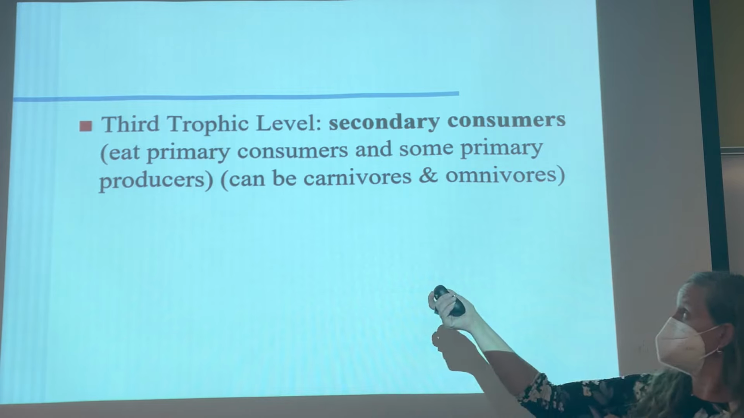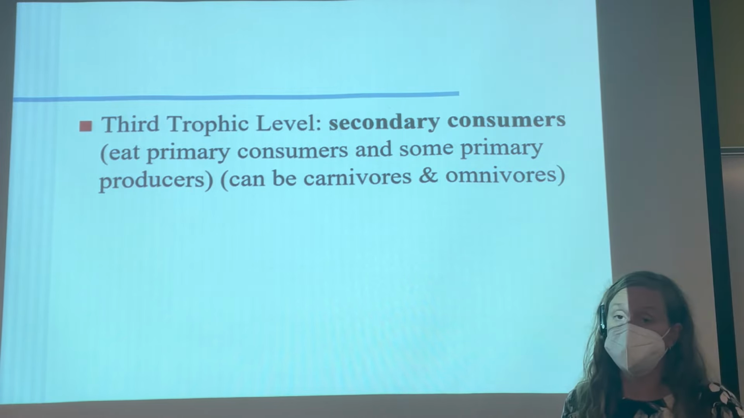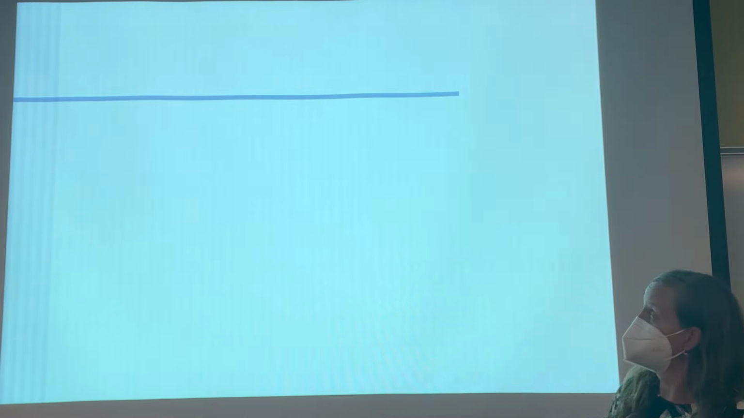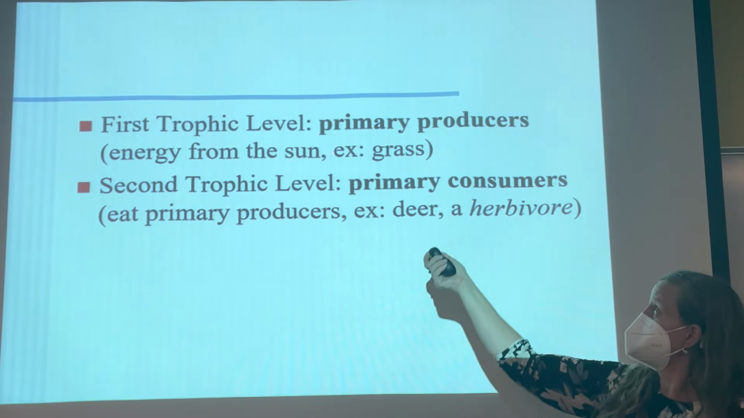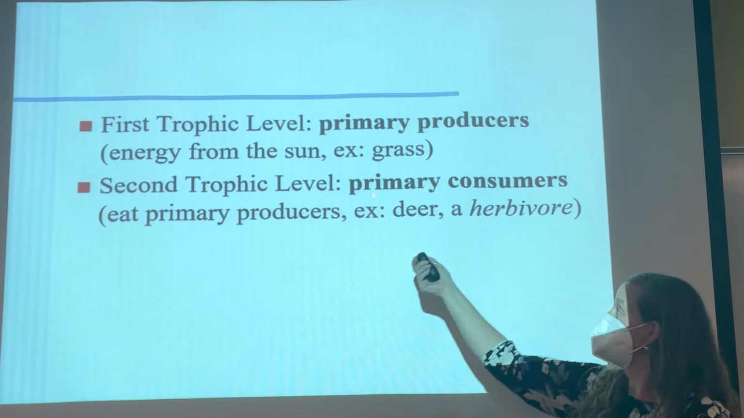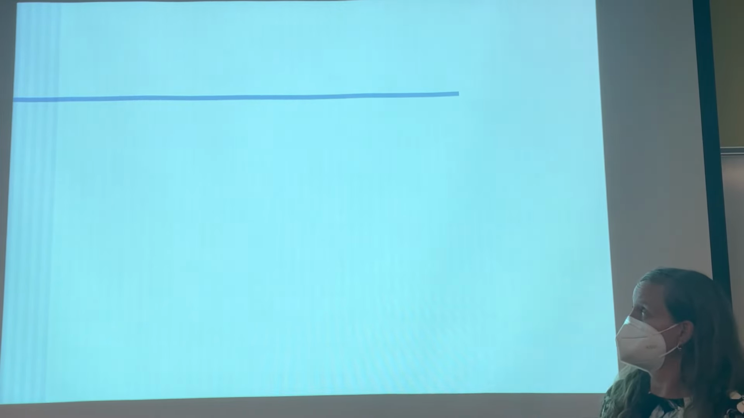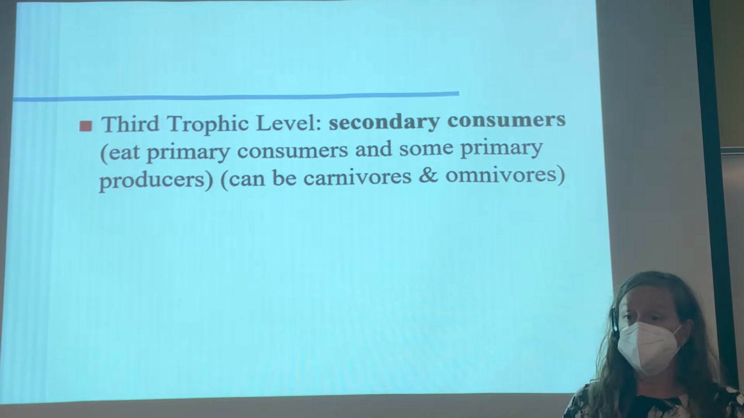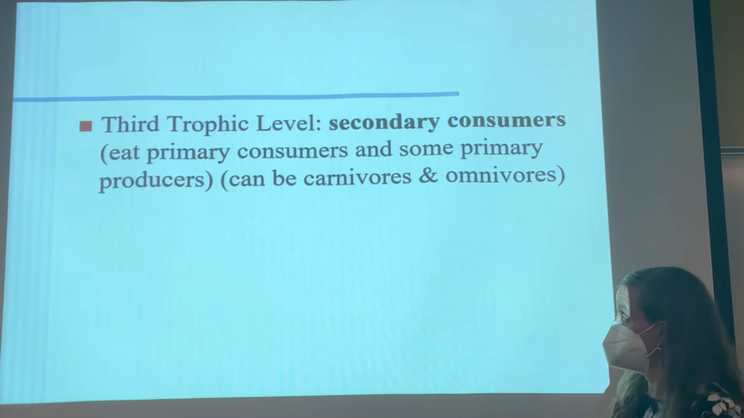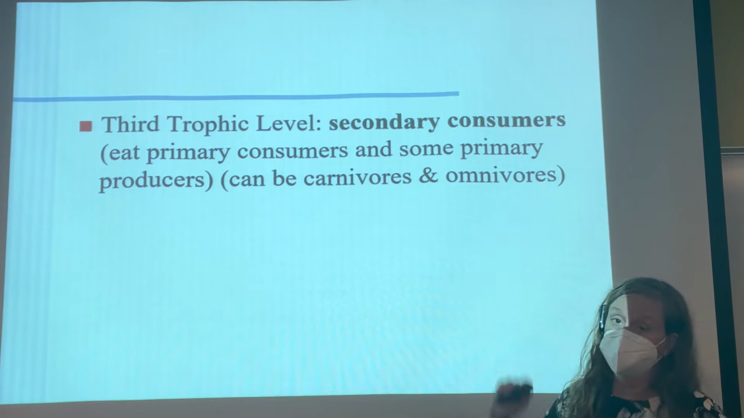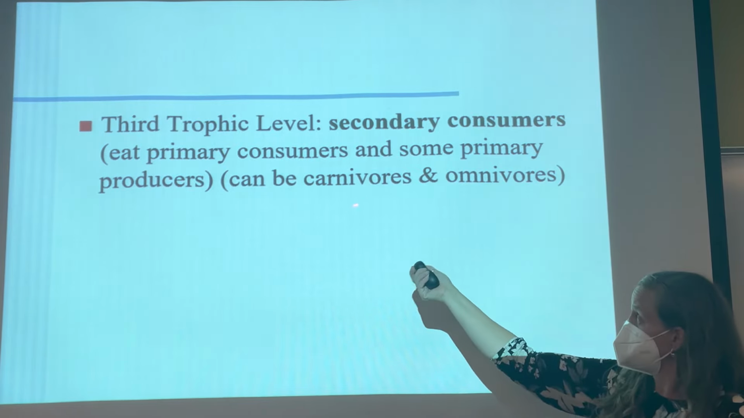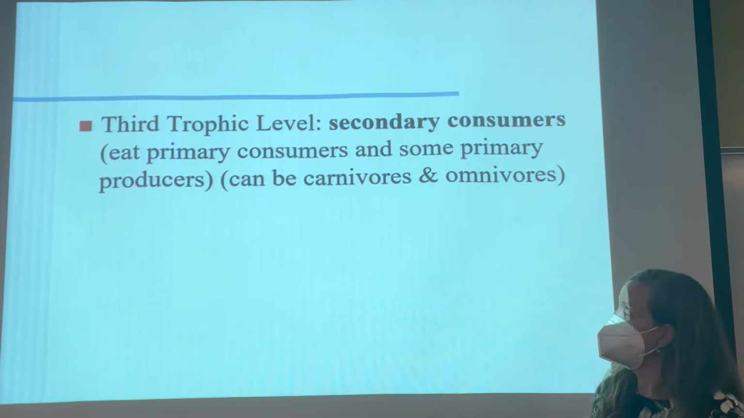The third trophic level is our secondary consumers, and they eat both the second trophic level and the first trophic level. So they eat some plants, but they also eat some animals. And when you eat a variety of different kinds of organisms from different trophic levels, we call that an omnivore. Partially carnivore if you eat some animals.